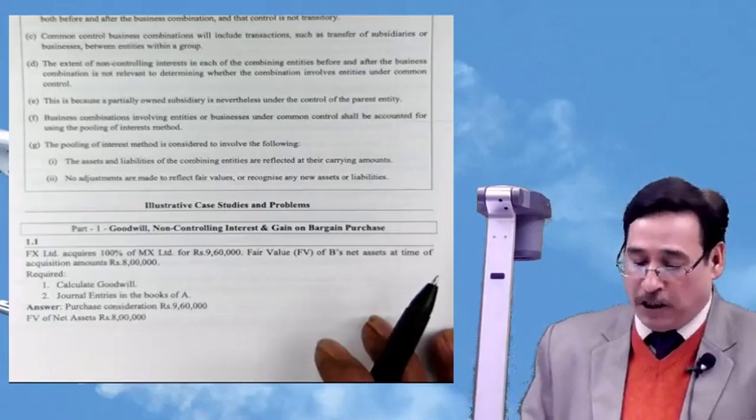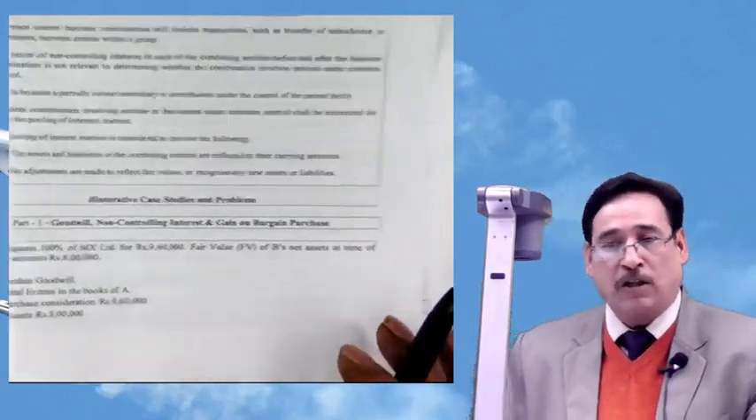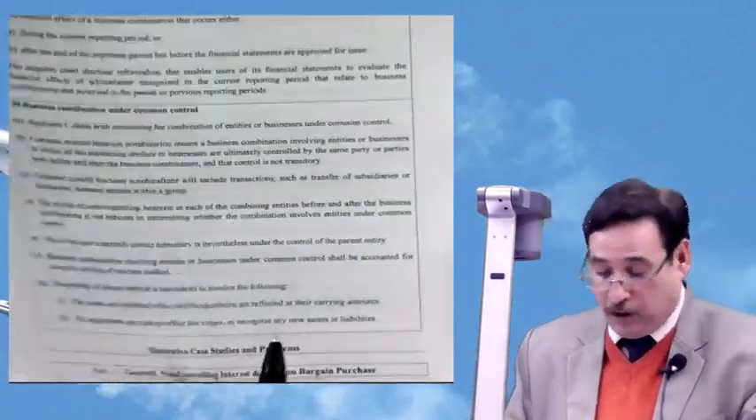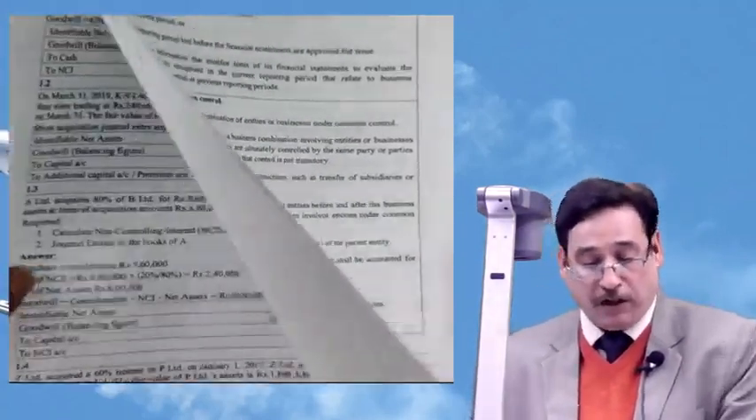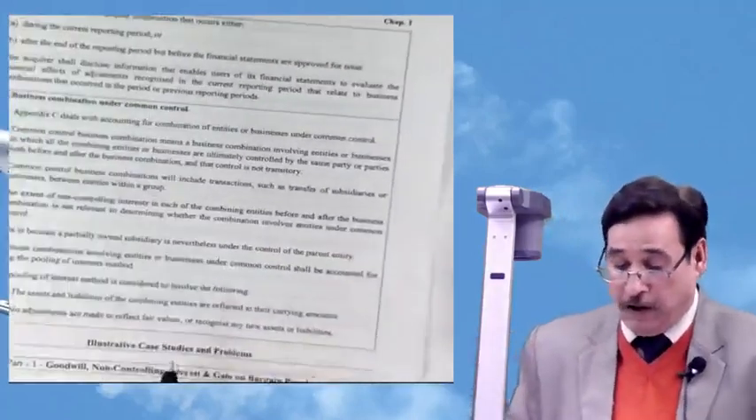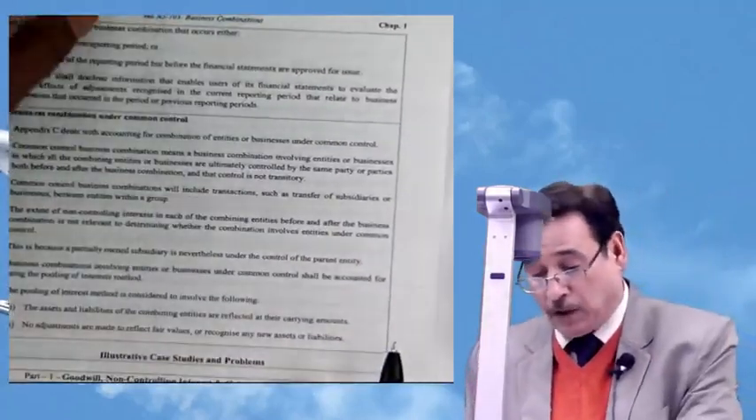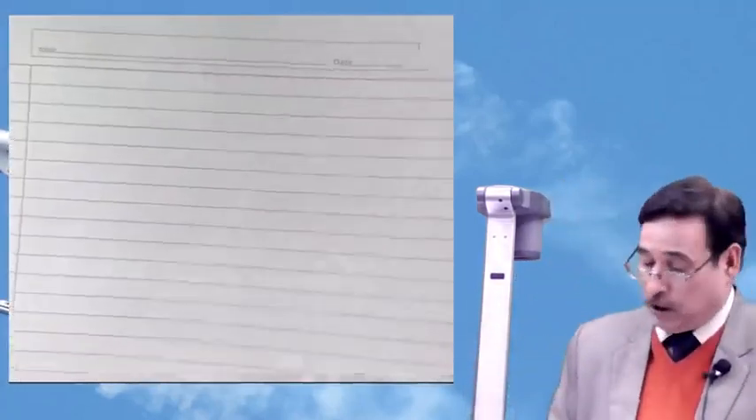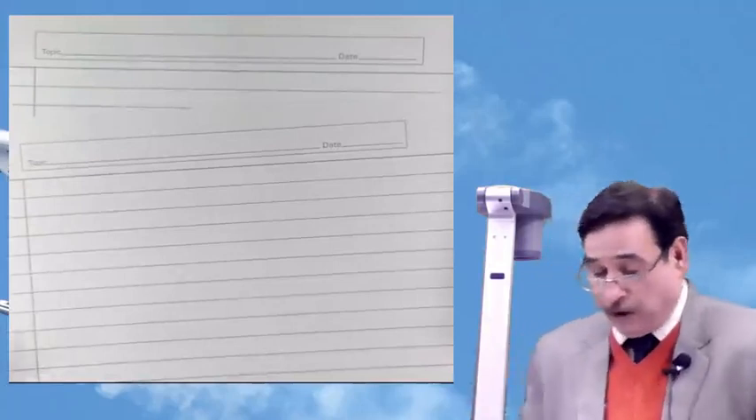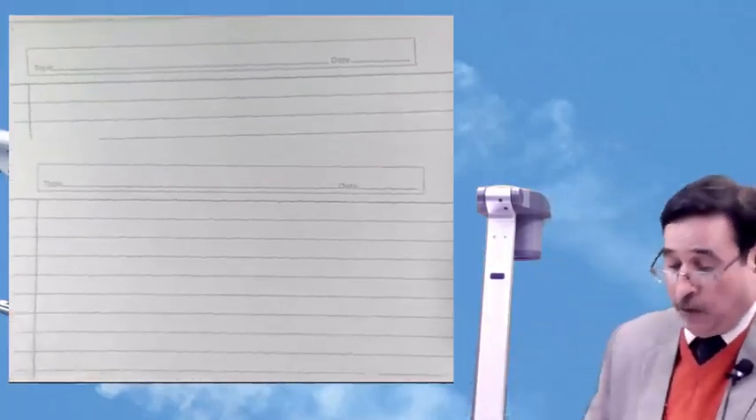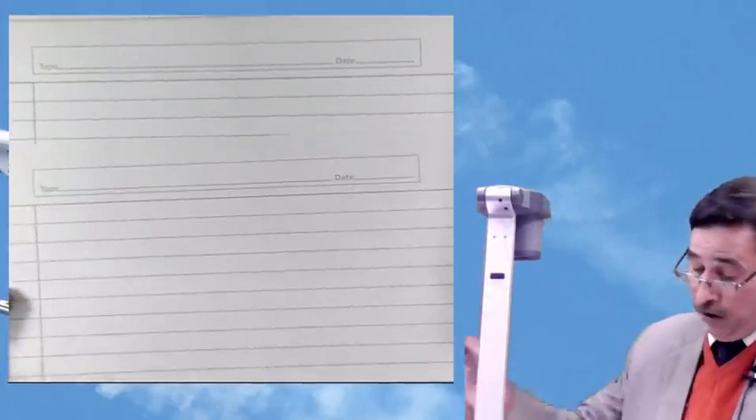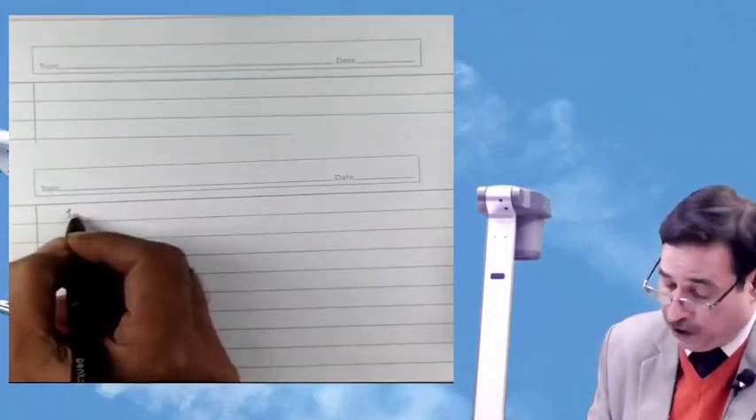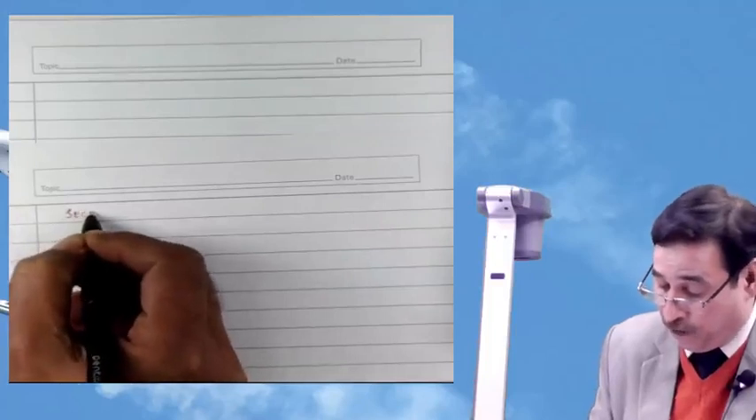I have already told you that Ind AS 103 basically stresses the perspective of the acquirer company. I will keep these pages over here because I shall be needing them time and again. So we start this particular topic now. Let me pick up the red pen first. The name of the topic you are already aware of, section 1 or part 1, whatever you may like to write. I will write section 1.